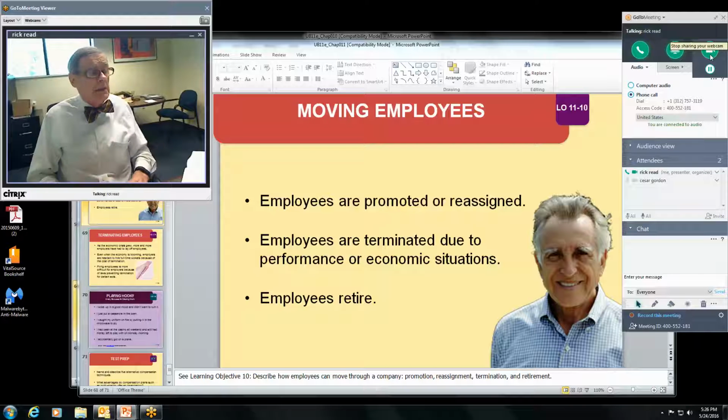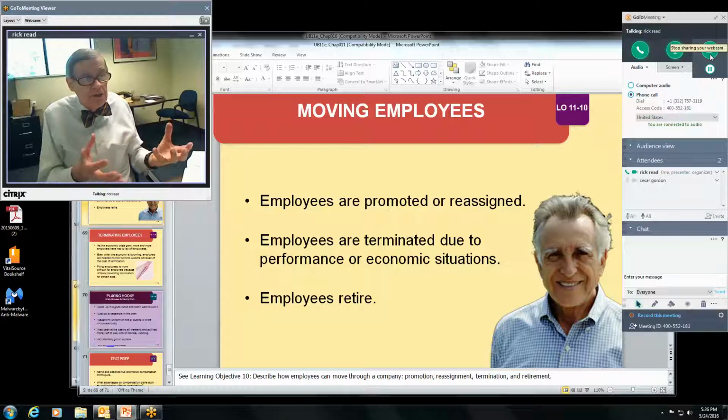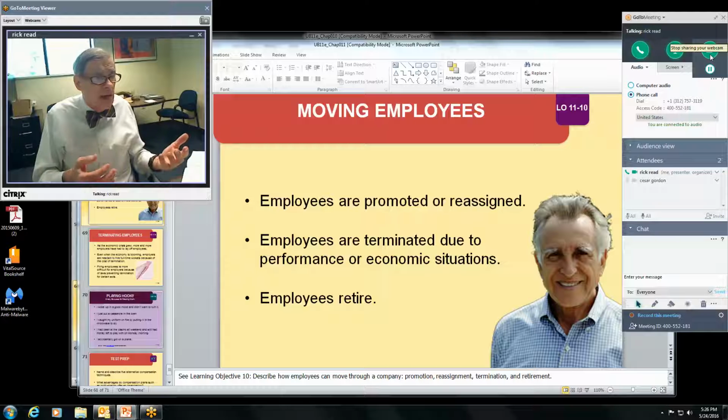Difficult and some problematic, and that's rotating employees. If they're promoted or reassigned, promoted means you're going to have a vacancy someplace else, and then somebody, especially if you're doing internal, wasn't selected. So you may have some issues there. Obviously, employees retire, and sometimes employees are terminated. You have to be very careful in those situations.